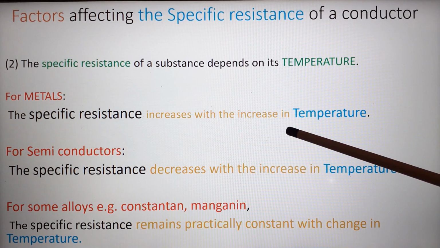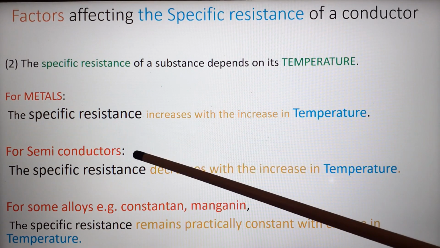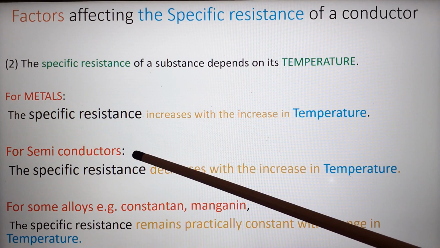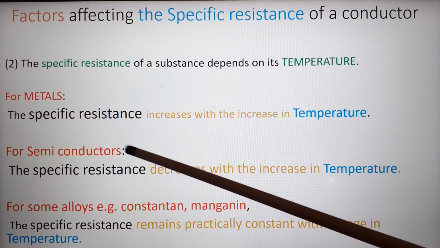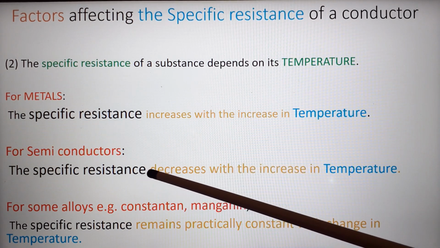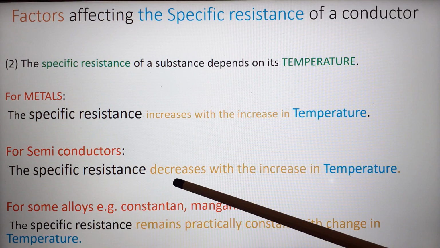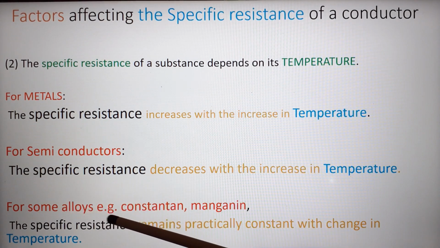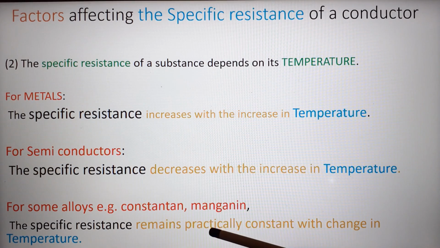But behavior is completely opposite for semiconductors. The only reason is its construction. Semiconducting materials are such that if you go on increasing the temperature, specific resistance goes on decreasing. Now, for some alloys like constantan, manganese, specific resistance practically remains constant with a change in temperature. Actually, these alloys are made purposely so as to keep resistance constant with a change in the temperature.